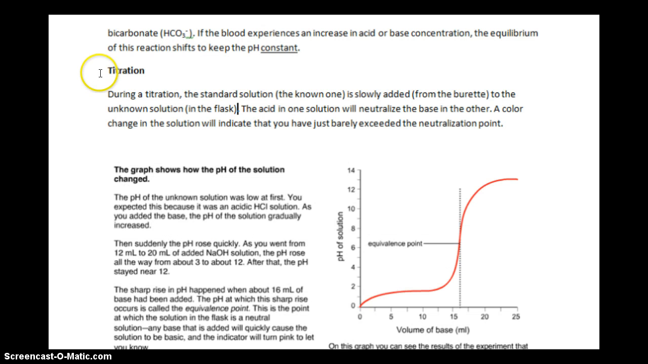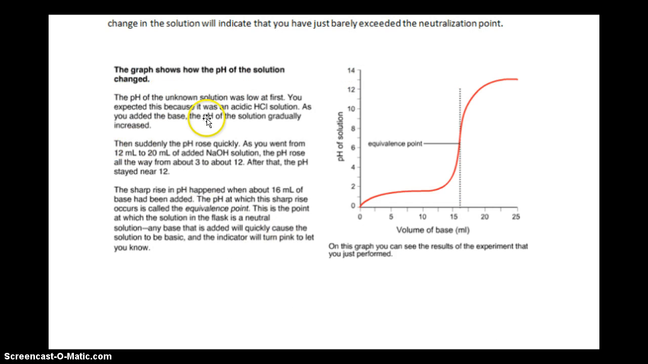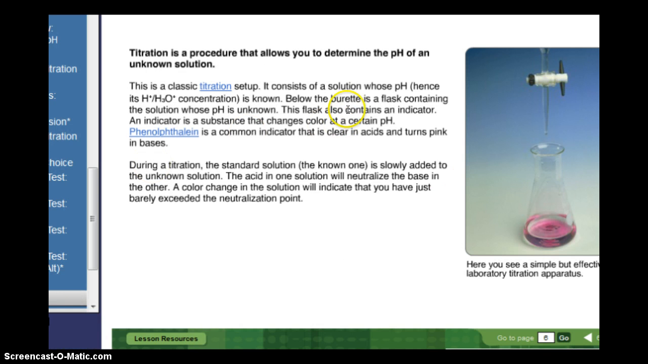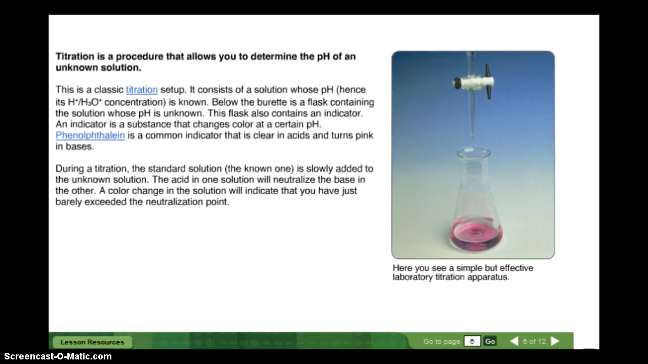So I added titration to our notes. During a titration, the standard solution, the known one, is slowly added from the burette to the unknown solution in the flask. The acid in one solution will neutralize the base in the other. A color change in the solution will indicate that you have just barely exceeded the neutralization point. And then I just copied the second slide down because it's well written and you need the graph anyways. So again, when you do your notes, make sure that you add what you feel is best for you.